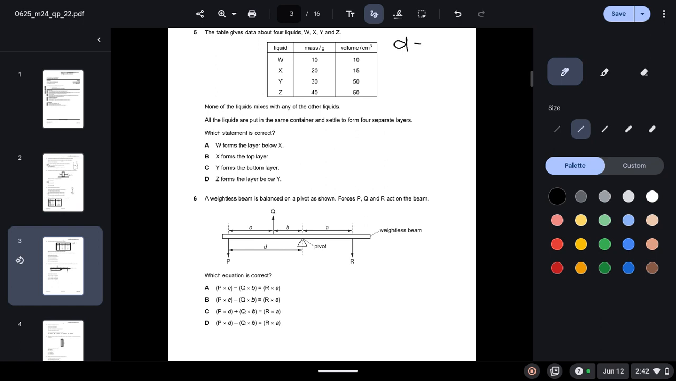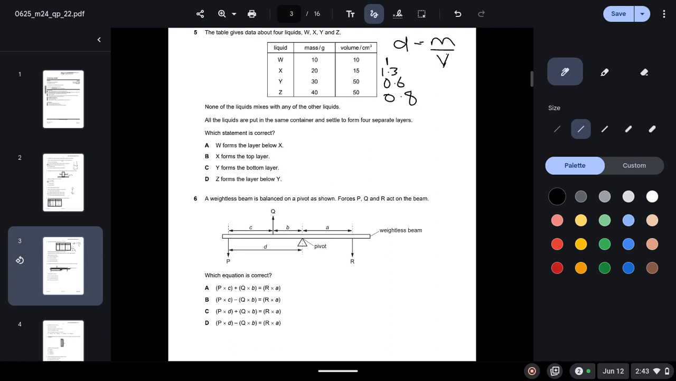Density is equal to mass over volume. So W has 1, and X would have 20 over 15, which would give you 1.3. 30 over 50 would give you 0.6, and 40 over 50 would give you 0.8. So the most dense liquid will be at the bottom and the least dense liquid will be at the top. So let's look at the options.